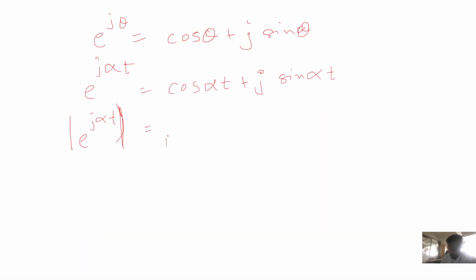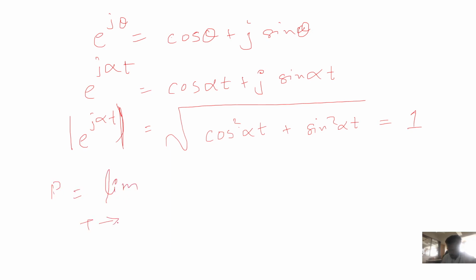Okay, so if I take the mod of this, it is going to be cos square alpha t plus sin square alpha t, and what will be the value of this? 1. It is going to be 1. Okay, and therefore our power is going to be limit t tends to infinity 1 upon 2t integration minus t to t mod of cos of omega 0 t square dt.